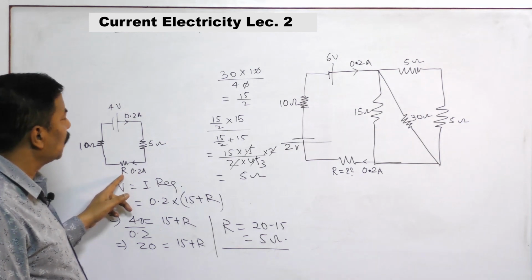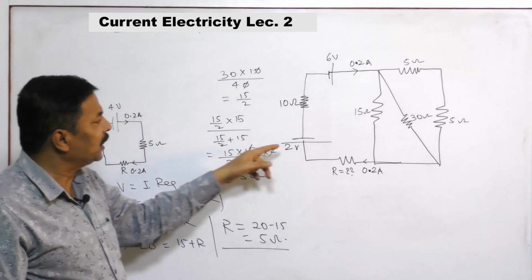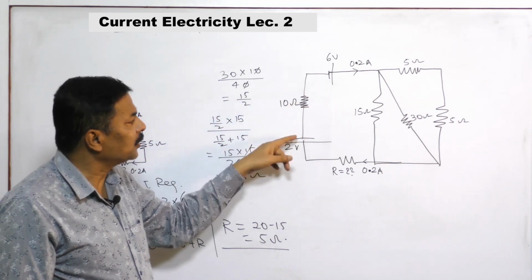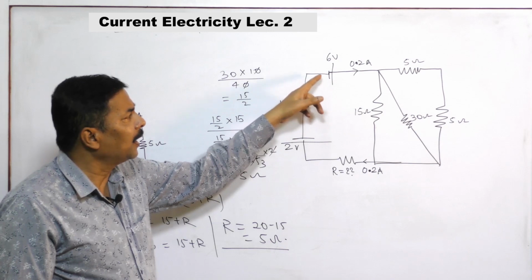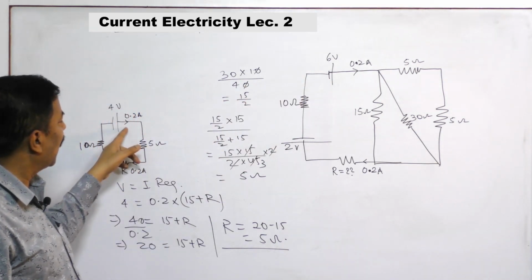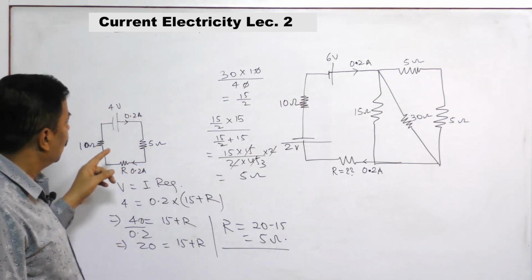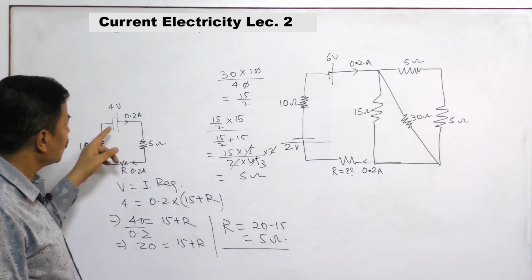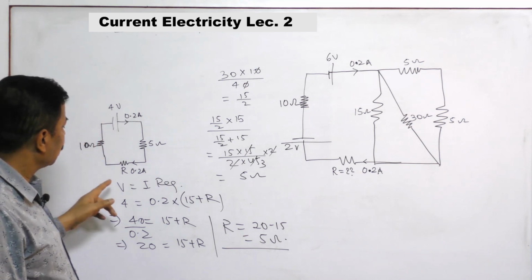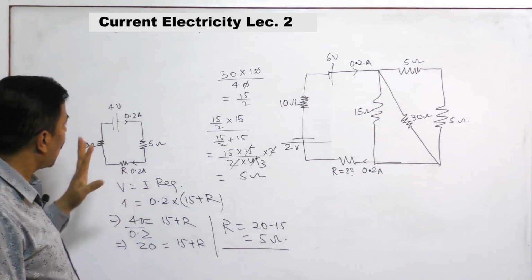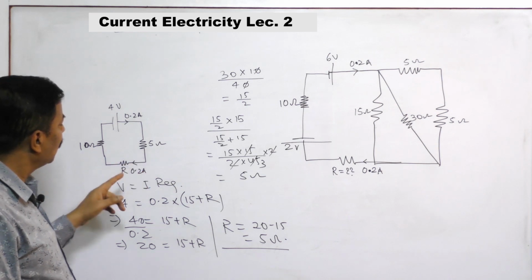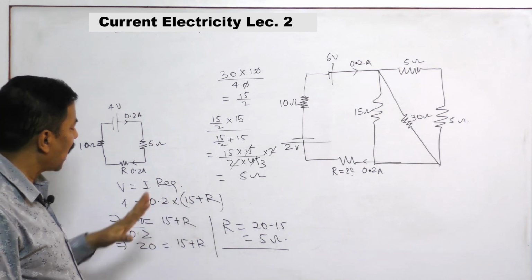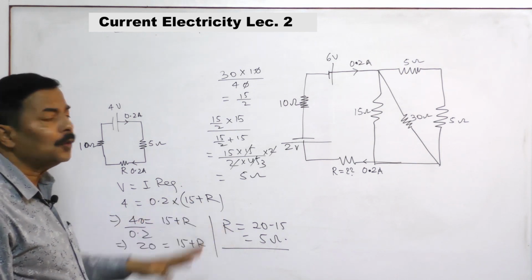So this is 5 ohm. This value is not known. This value is 10 ohm. Now these two batteries are replaced by a single battery in the opposite direction, so 4 volt is effective in this way, and you are getting 0.2 ampere current. Now 0.2 ampere current flows through the circuit. So what is the potential difference? V equals IR, so V equals I times R equivalent. R equivalent is how much? 10 plus 5 plus R. So 0.2 into 15 plus R. So we are getting R equals 5 ohm.